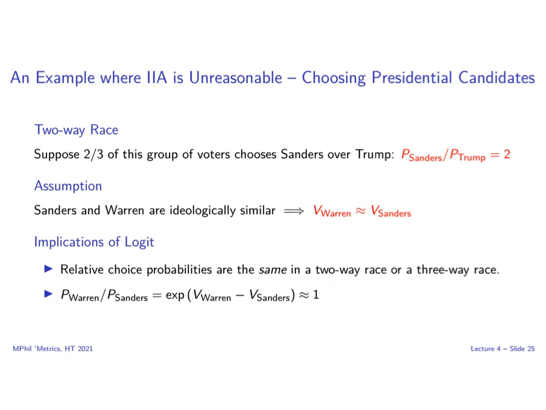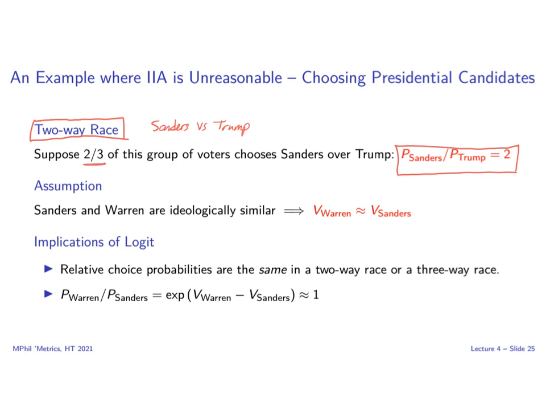First, consider a hypothetical two-way race in which this group of voters must choose between Sanders and Trump. And let's say that 2/3 of them vote for Sanders. Then we have P Sanders divided by P Trump equals 2. Now, let's add Warren back into the mix and consider a choice between all three candidates. Under the independence of irrelevant alternatives, the ratio P Sanders divided by P Trump is unaffected by our addition of Warren to the choice set.